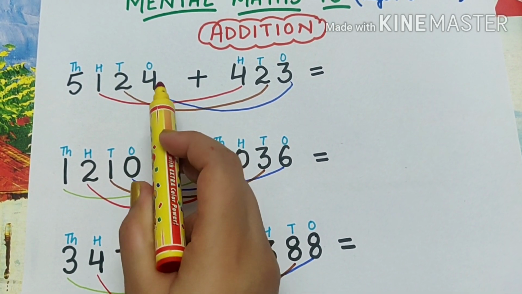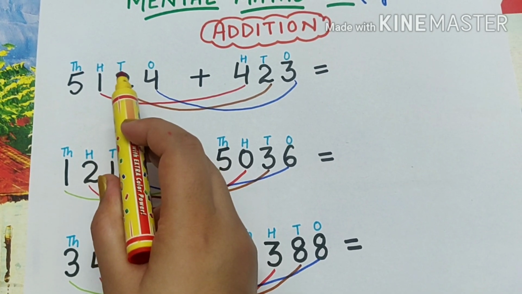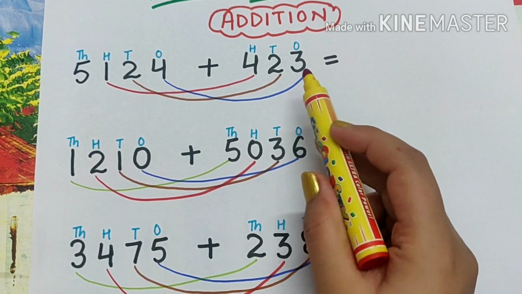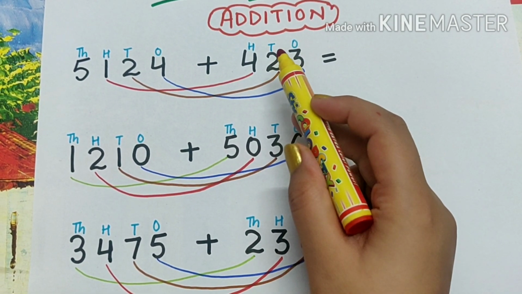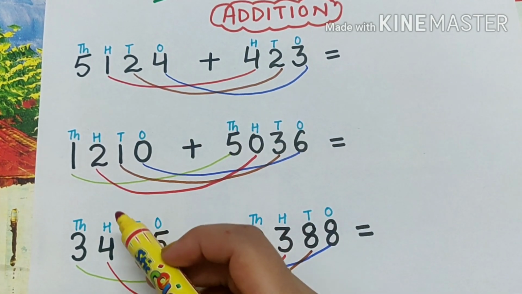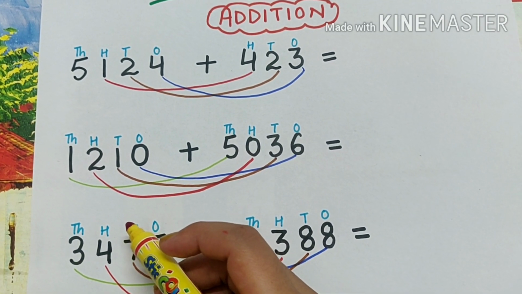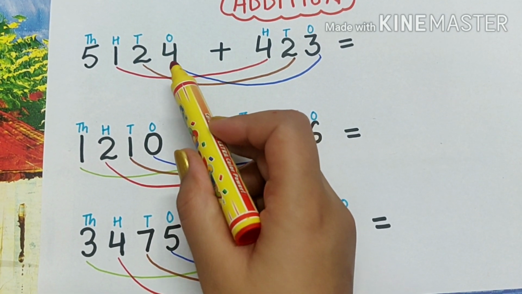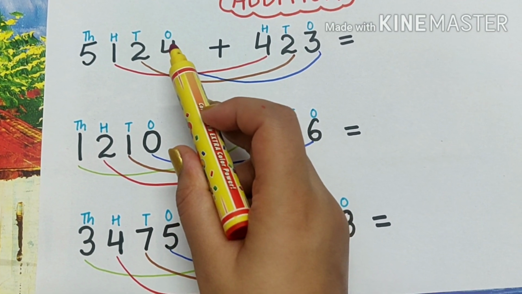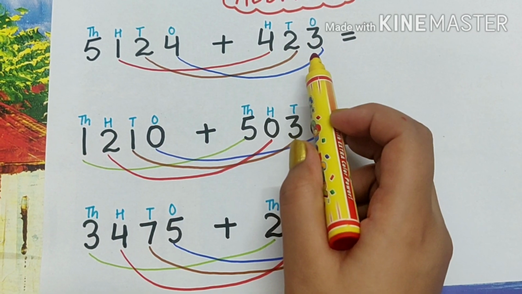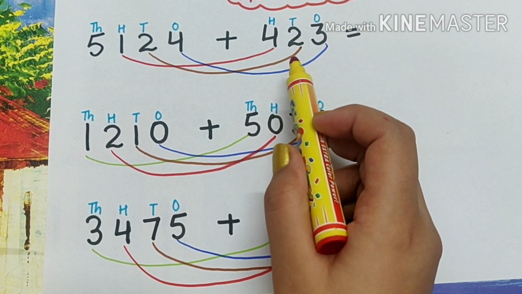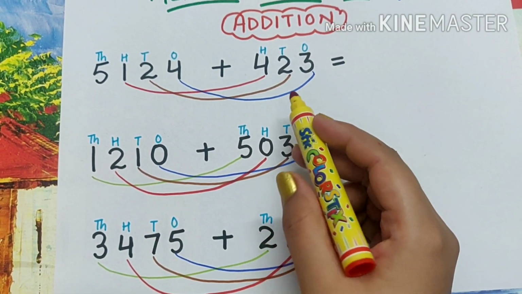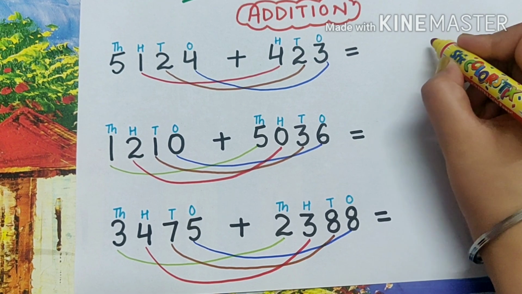5124 is 4 ones, 2 tens, 1 hundreds, 5 thousands. 423 is 3 ones, 2 tens, 4 hundreds. Now let's add ones first. Like you can see, 4 is at ones place in this and 3 is at ones place in this number. 4 plus 3 is equal to 7.